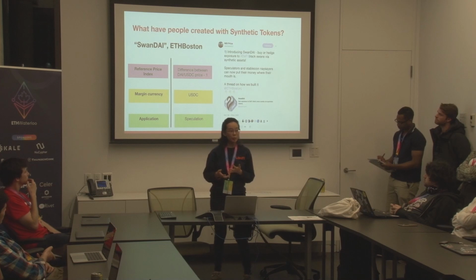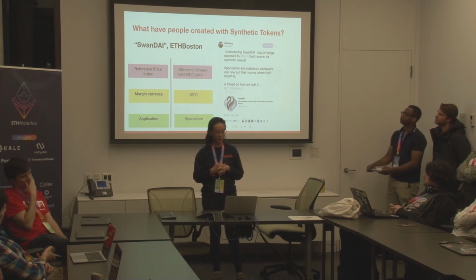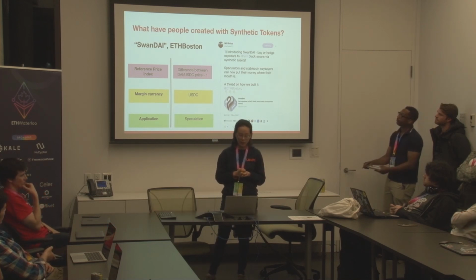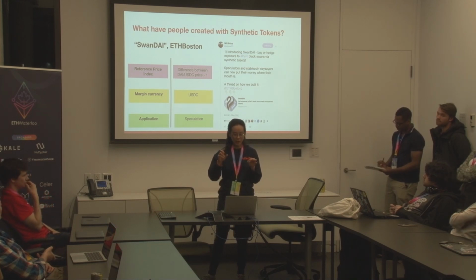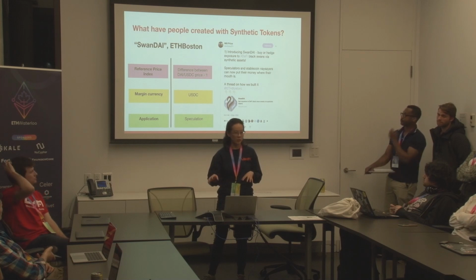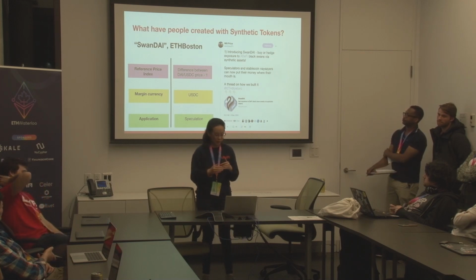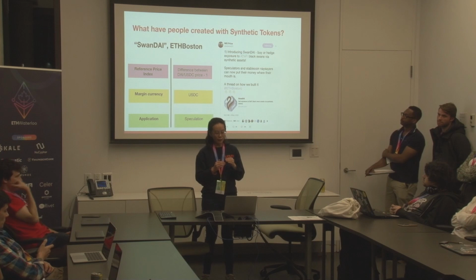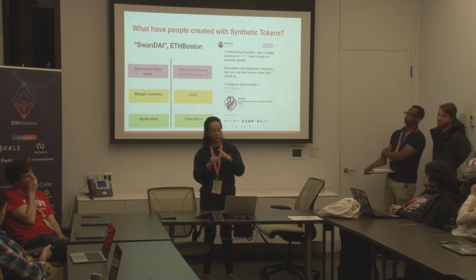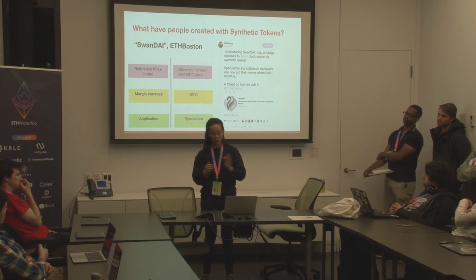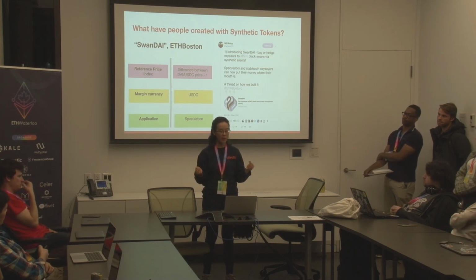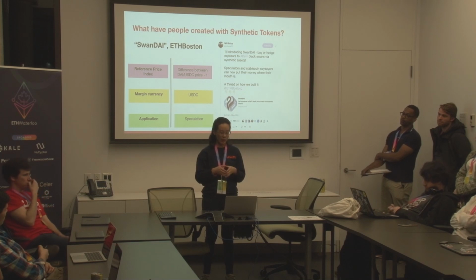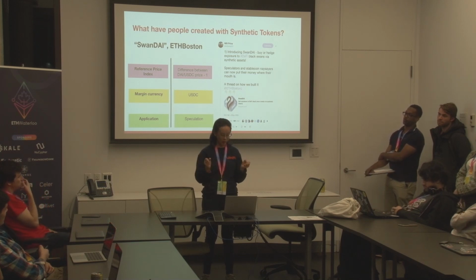We also saw a really cool project at ETH Boston called SwanDai. This was a token that tracked the difference between the DAI USDC price and 1, and it was margined in USDC. So basically they were saying, if DAI breaks its peg from 1 US dollar, which we're approximating with USDC, the token should go up in value. And if it stays very close to the peg, it should be worth close to 0.